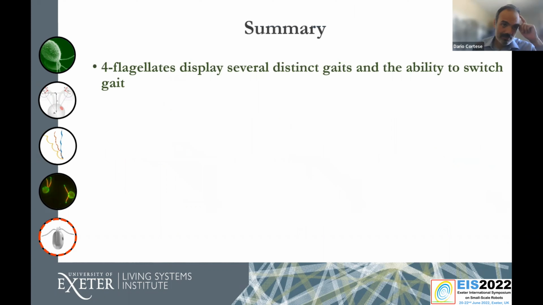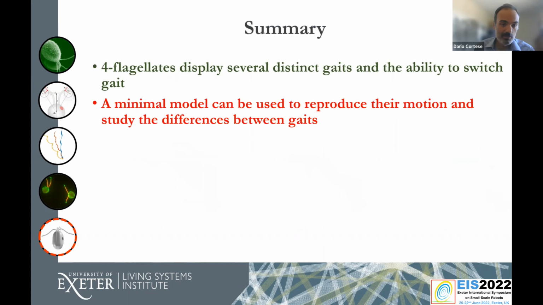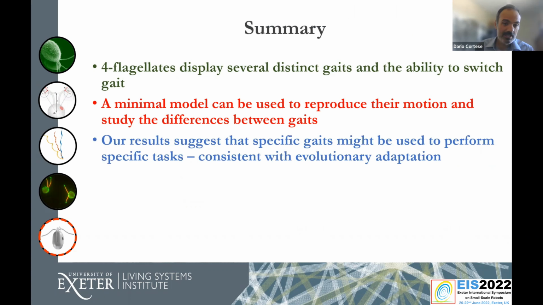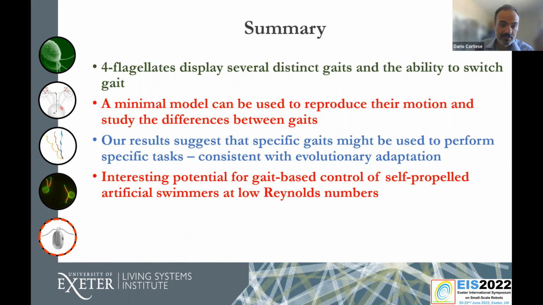So in conclusion, flagellates display several distinct gaits and the ability to switch between gaits and control them in response to different cues. A minimal model can be used to reproduce the motion and study the difference between gaits. And our results suggest that the specific gaits might be used to perform specific tasks, consistent with evolutionary adaptation of these organisms. And this presents interesting potential for gait-based control of self-propelled artificial swimmers at low Reynolds numbers that don't require external fields to be operated.